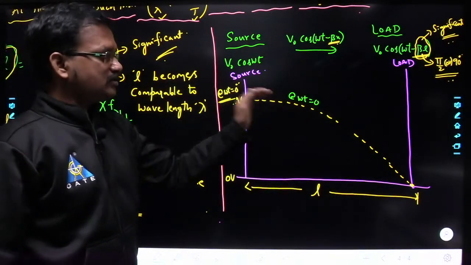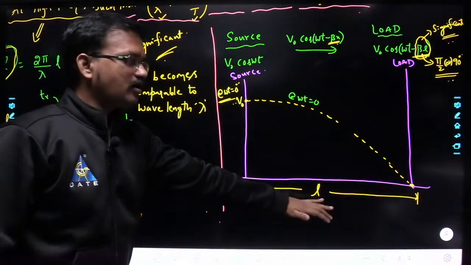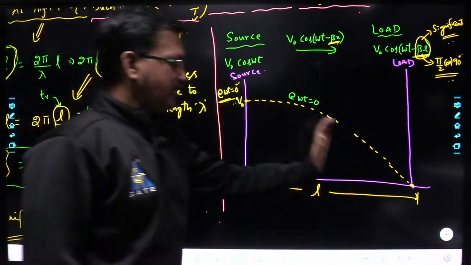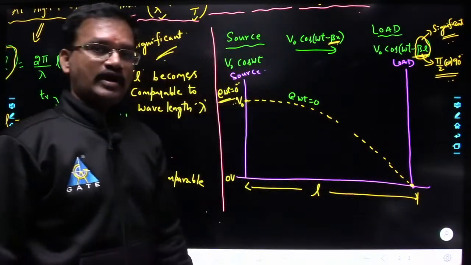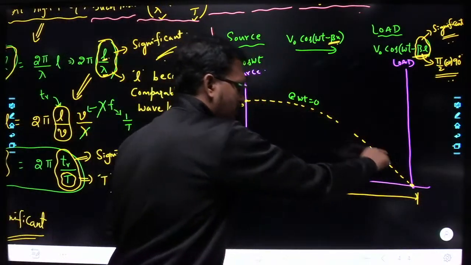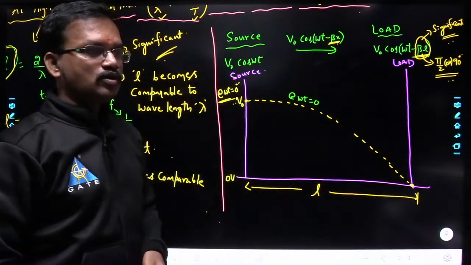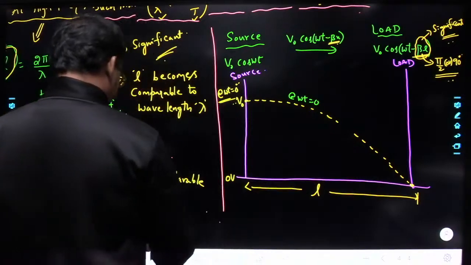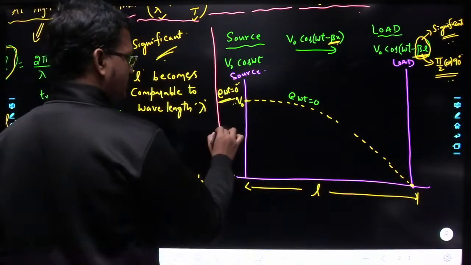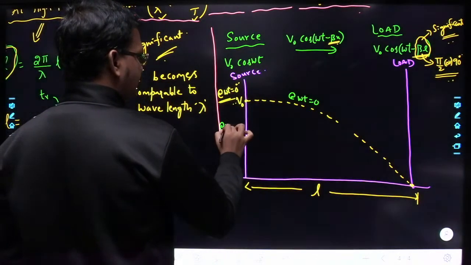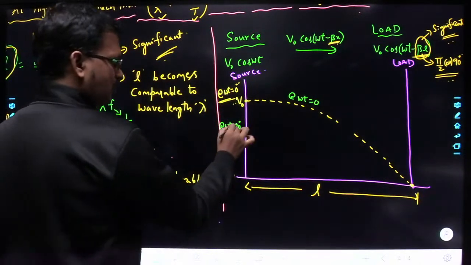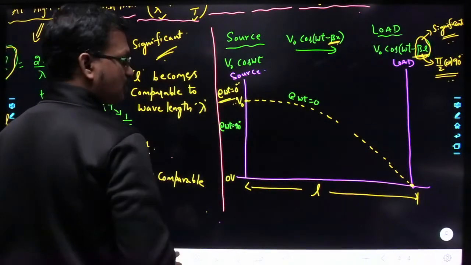This is the voltage signal that is present on the transmission line. At the source it has the maximum value, and at the load it has 0 value. So it is varying from source to load in this manner at omega t equal to 0. Right? Okay. Next, if you consider omega t equal to 90 degrees.